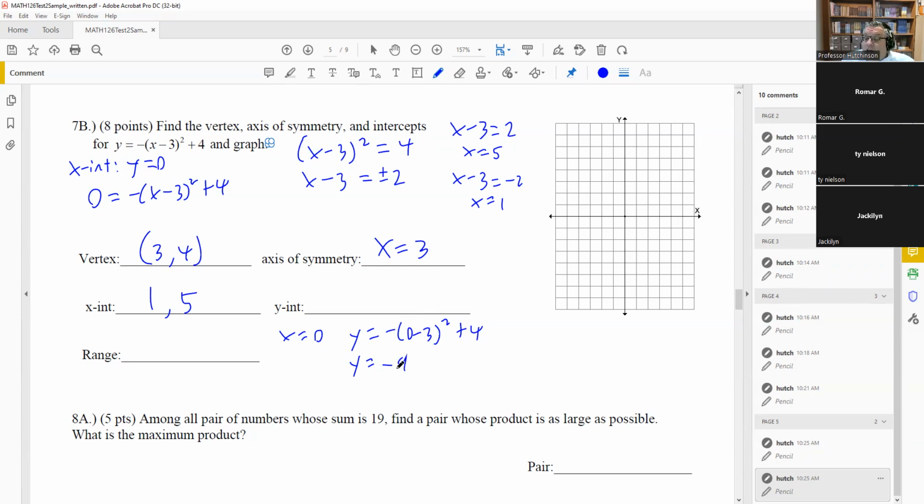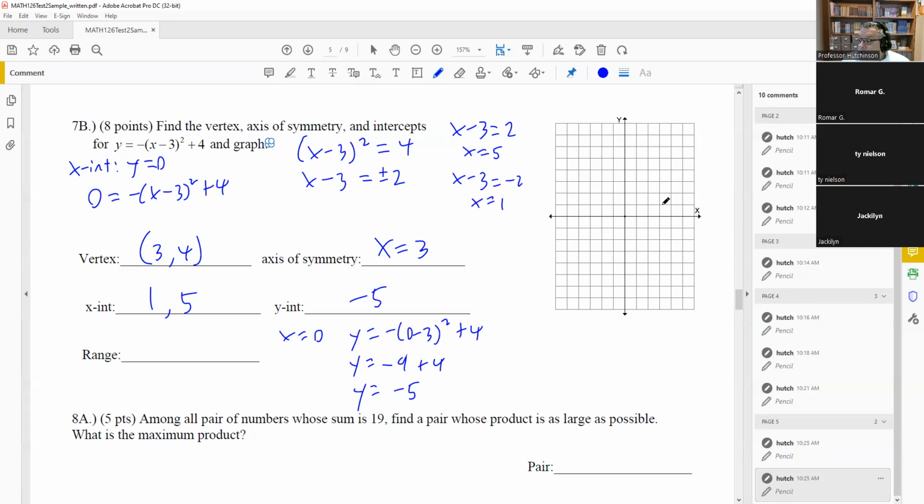The negative on the outside remains, and that carries down. The negative on the inside goes away because of the square you have. So that's negative 9 plus 4, and y is going to equal negative 5. Okay, so negative 5 is your y-intercept. Let's graph this first, then we'll take a look at the range later.